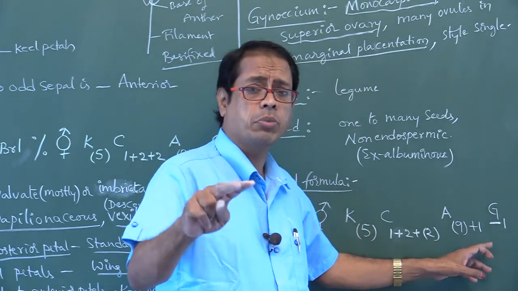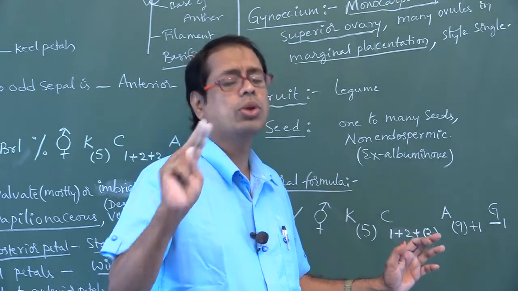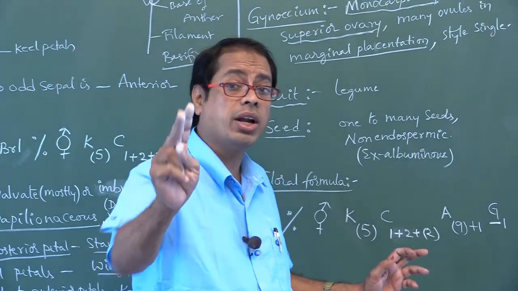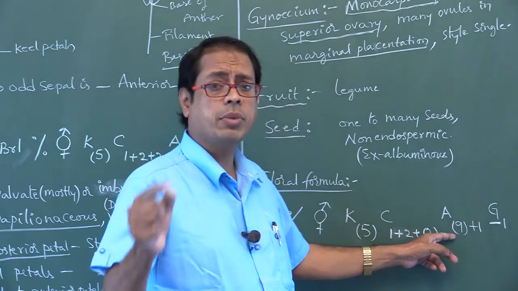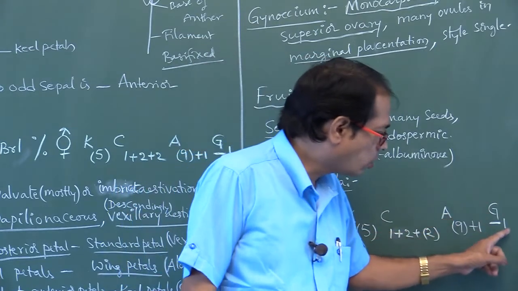2 bundles. Number of stamens in Fabaceae flower? 10. Number of bundles? 2. Number of stamens in largest bundle? 9. Number of stamens in smallest bundle? 1. Next, G 1 is there, no?